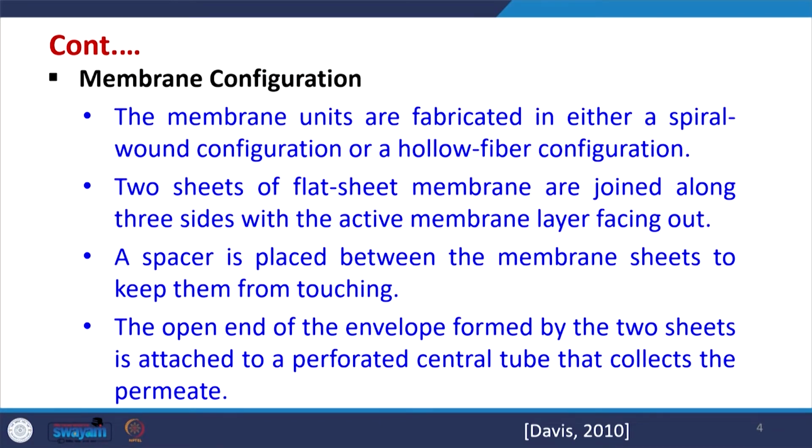Now, there are many configurations which are possible, and previously also, for nanofiltration, ultrafiltration and microfiltration, we have studied these membrane configurations. For RO membranes, the units are fabricated in either spiral wound configuration or hollow fiber configuration. Both of these are common. Two flat sheet membranes are joined along three sides with the active membrane layer facing out. A spacer is placed between the membrane sheets to keep them from touching. The open end of the envelope formed by the two sheets is attached to a perforated central tube that collects the permeate. This is how the membrane configuration is arranged.